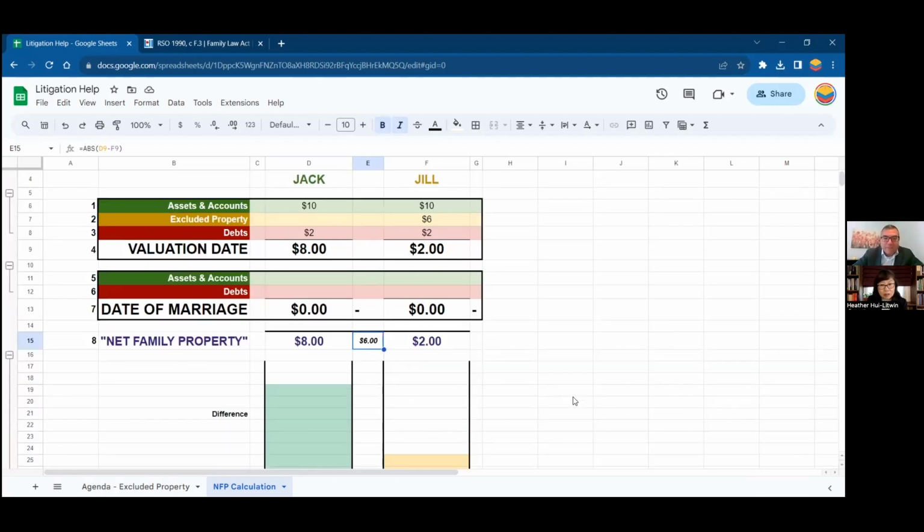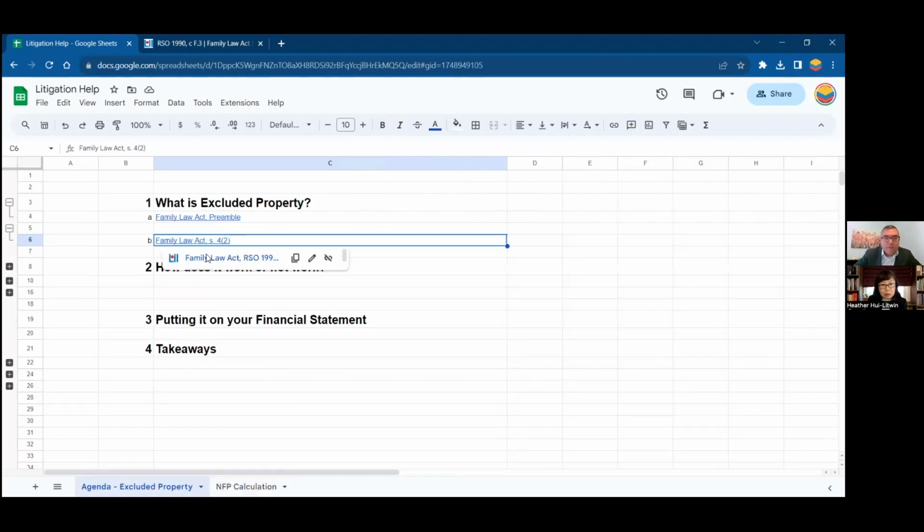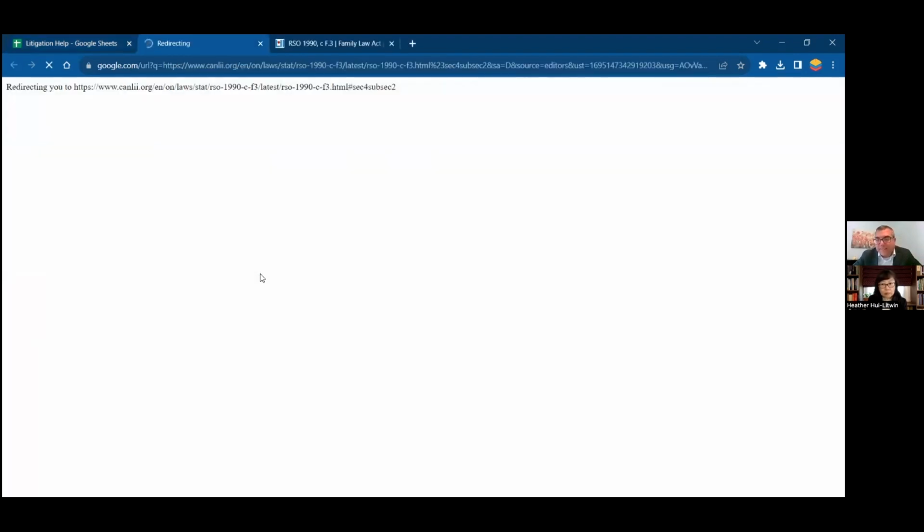Very cool. So that is what excluded property is doing in the calculation, in the context that we're going to be trying to come up with what in this number 10 can be excluded. So then we go back to the law, and there's a list. There's actually a list.